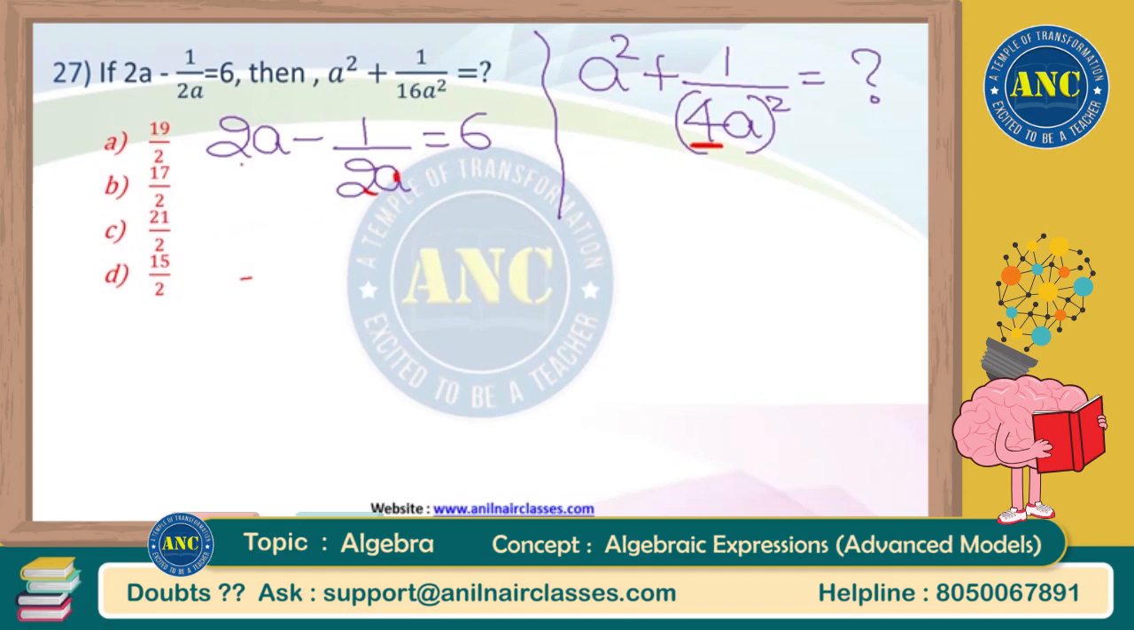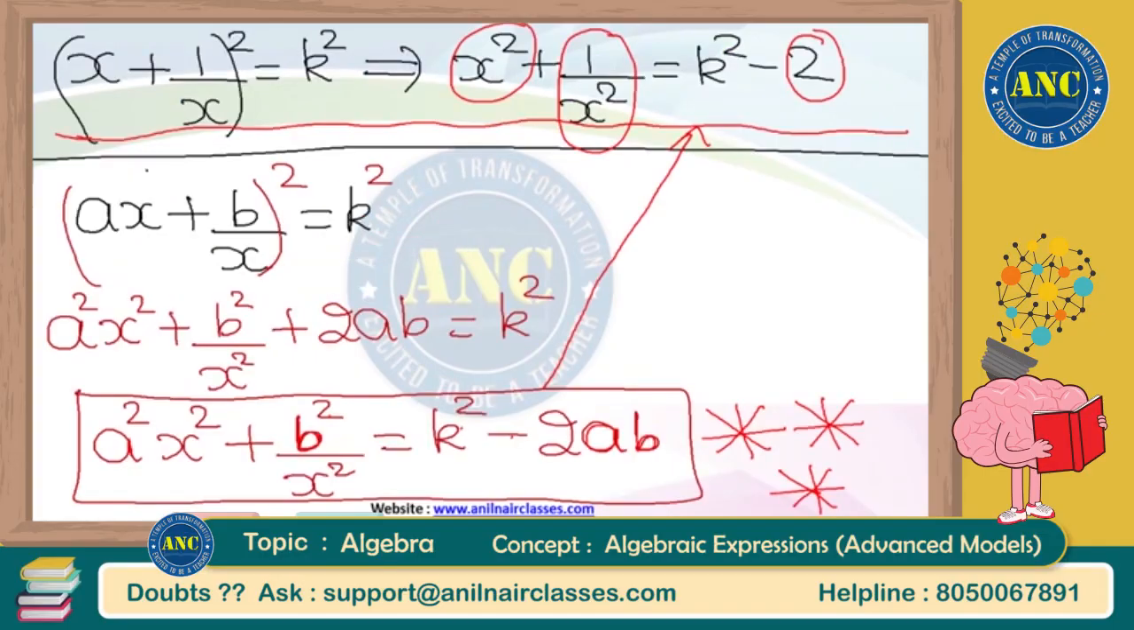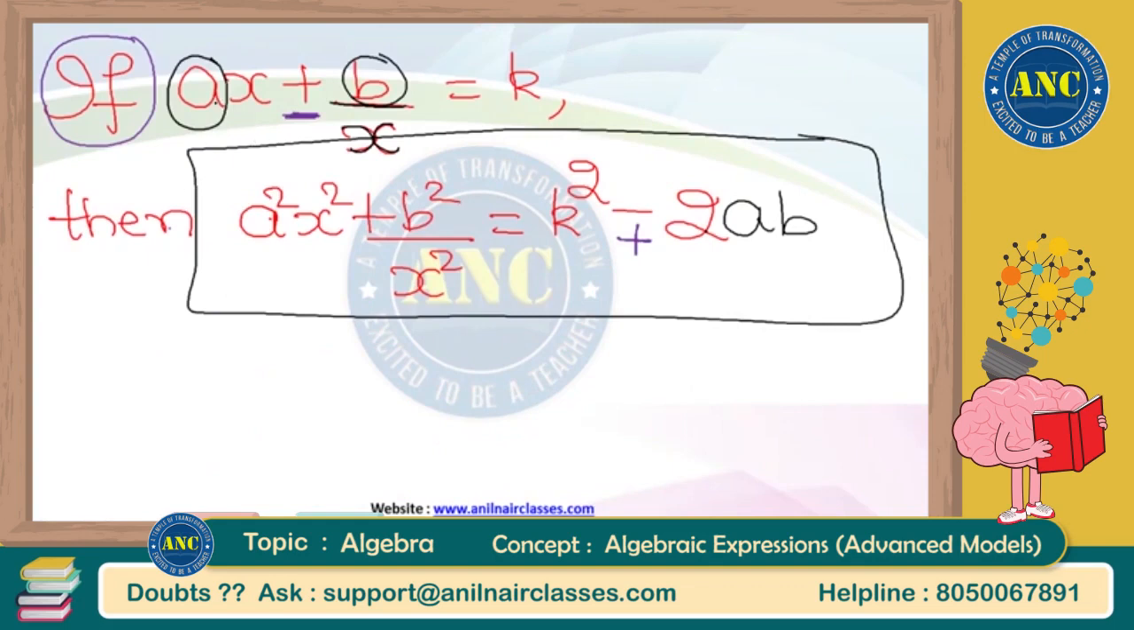Divide both sides by 2. That means 2a divided by 2 is a, minus 1 by 2a divided by 2 is 1 by 4a, is equal to 6 divided by 2, which is 3. Getting the idea, sir? Now this is exactly similar to what I have discussed just now. That means if ax minus b by x is equal to k, then a square x square plus b square by x square is k square plus 2ab.